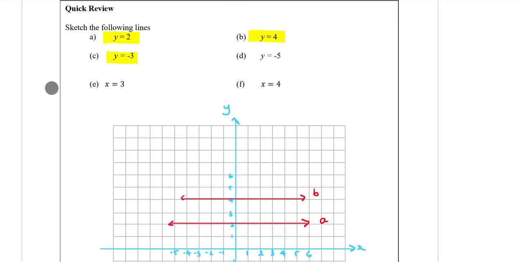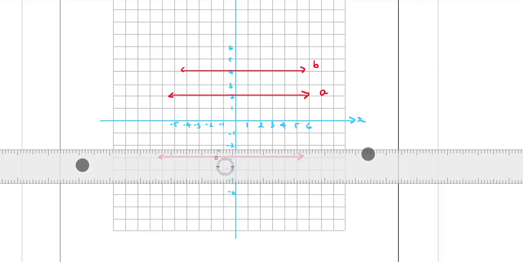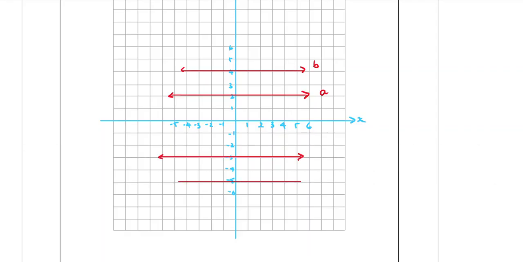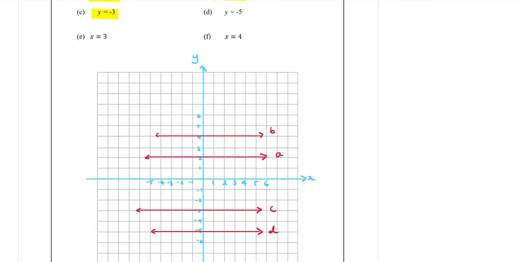Okay, what's next? We have y equals negative 5. So move down to y equals negative 5 and draw a line going through. So all the y equals graphs, so this was C and this was D, are horizontal lines going through the y-axis at the number that you're given.